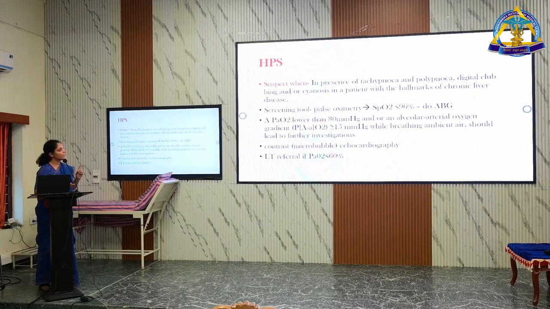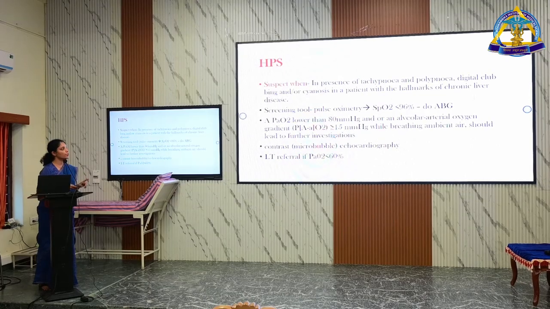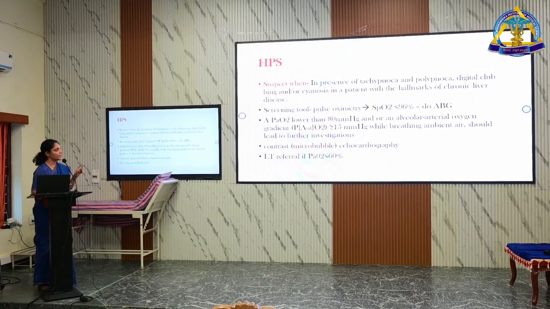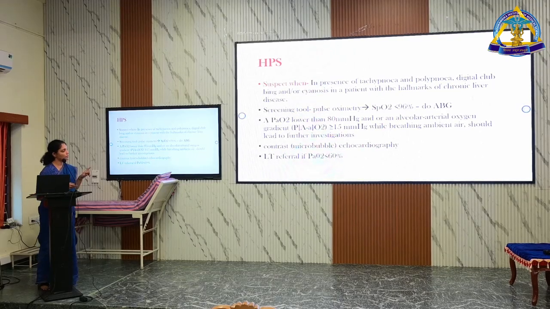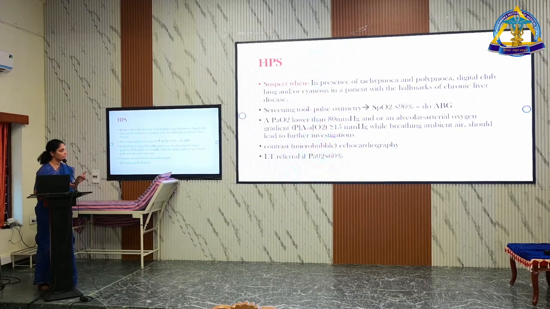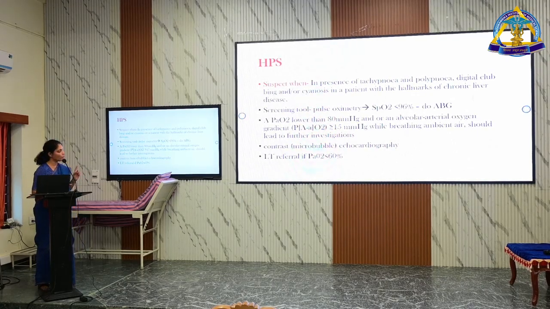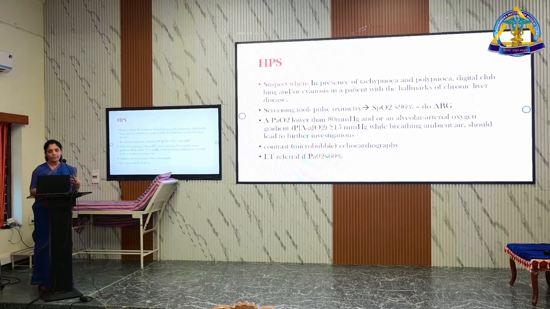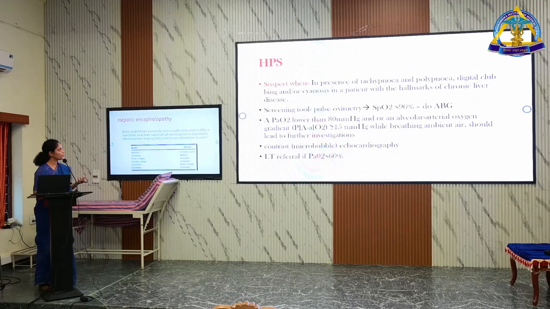Then if the SpO2 is less than 96, go for an ABG, and a PaO2 lower than 80 millimeters of mercury while breathing ambient air leads to further investigations, by contrast echocardiography, bubble echocardiography. LT is preferred. Always refer the patient for liver transplant should the PaO2 be less than 60. And this needs exclusion of other cardiopulmonary pathologies also.